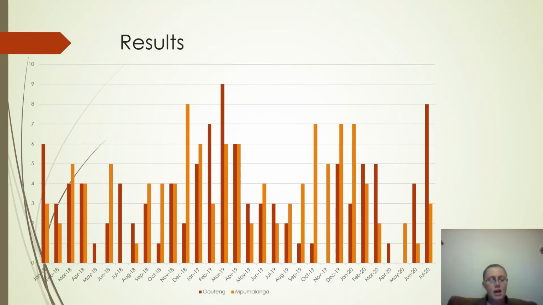So the results that I got were from the Ruminant Veterinary Association of South Africa. They observed the new cases and recorded them for Heartwater. I extrapolated this data from January 2018 till the last recorded data that they had, which was July 2020.